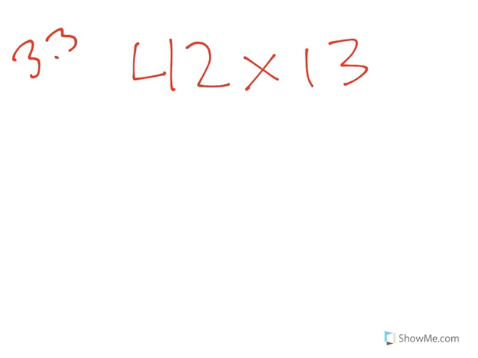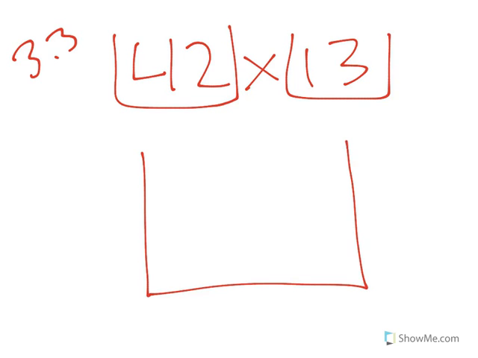Today we're going to look at 3.3. This is using area models and partial products. What they really want to do, so if I have 42 times 13, how can I make this problem easier? Break it apart. Break apart the factors of each of these numbers and make it easier for you while using a model, okay?